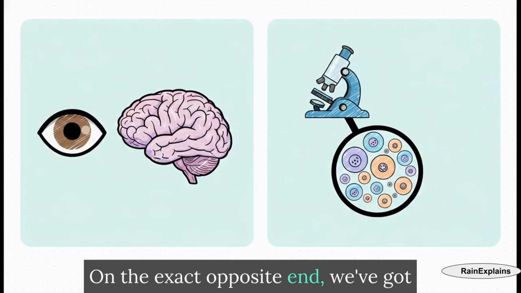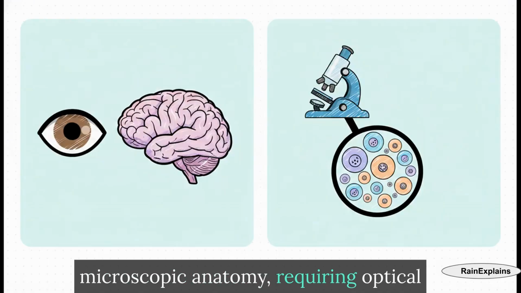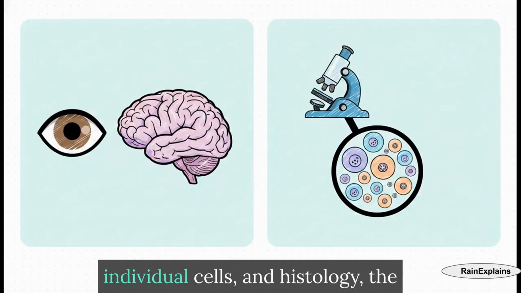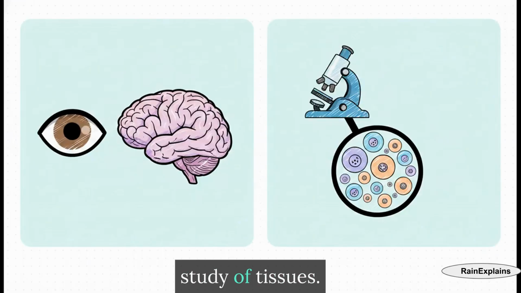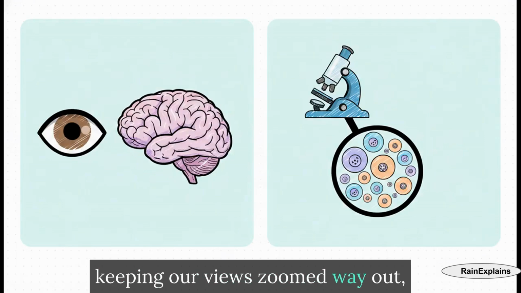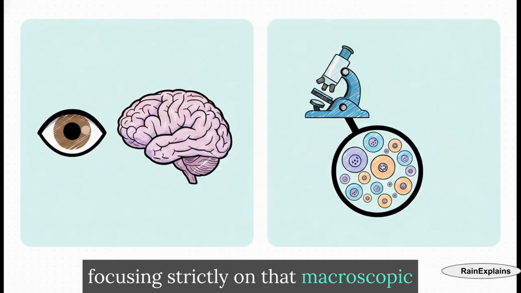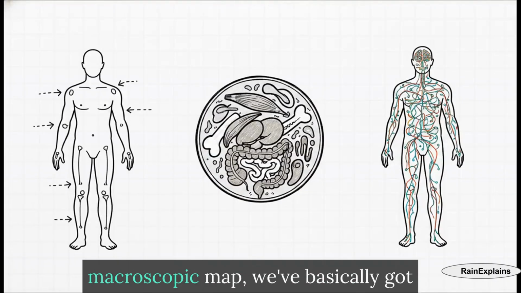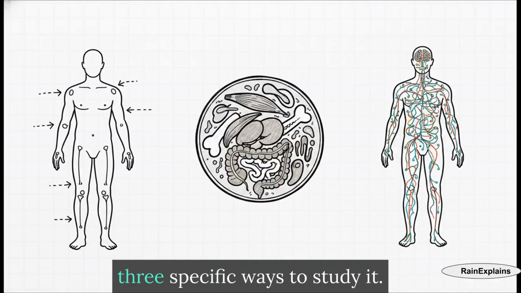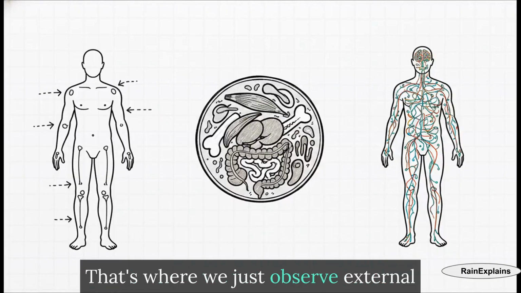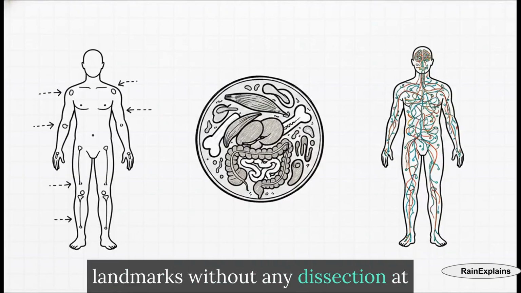On the exact opposite end, we've got microscopic anatomy, requiring optical or electron microscopes. That includes cytology, the study of individual cells, and histology, the study of tissues. But for our map making today, we're keeping our view zoomed way out, focusing strictly on that macroscopic world of gross anatomy. So, looking at this large-scale macroscopic map, we've basically got three specific ways to study it. First up is surface anatomy. That's where we just observe external landmarks without any dissection at all.